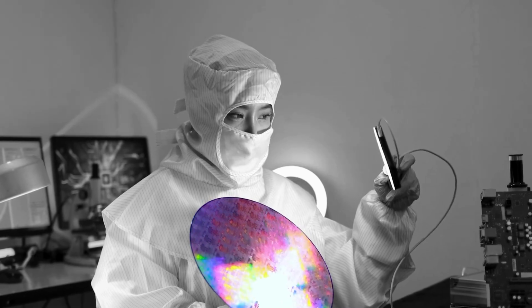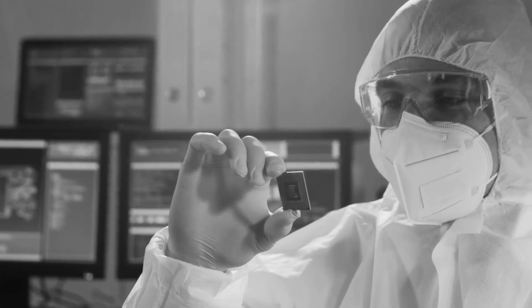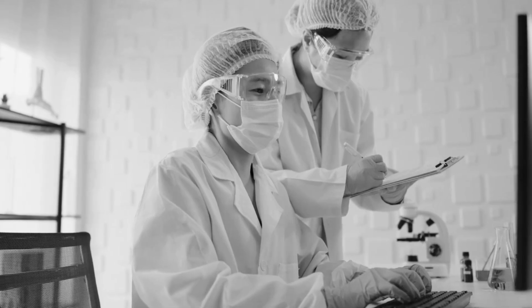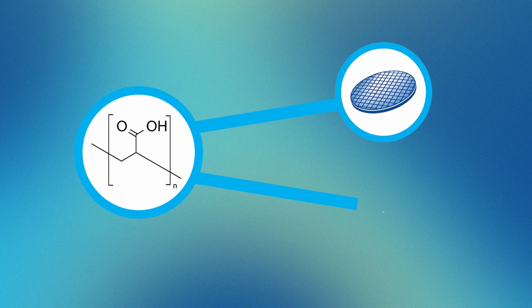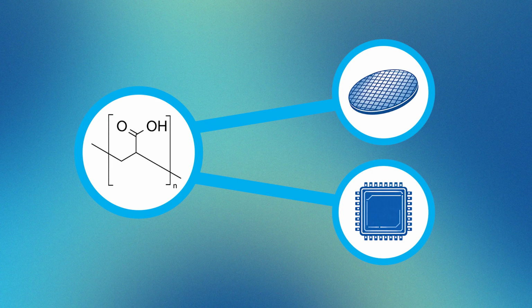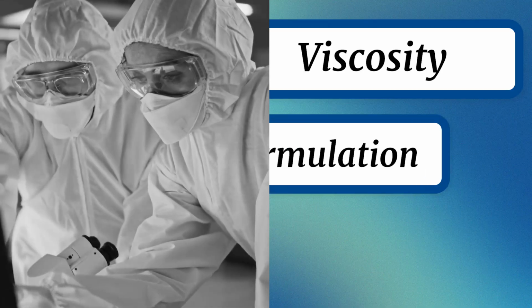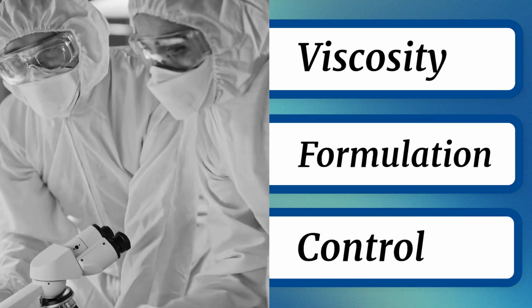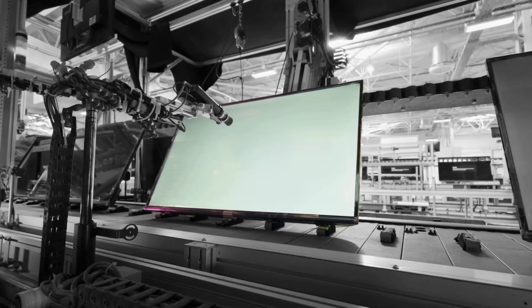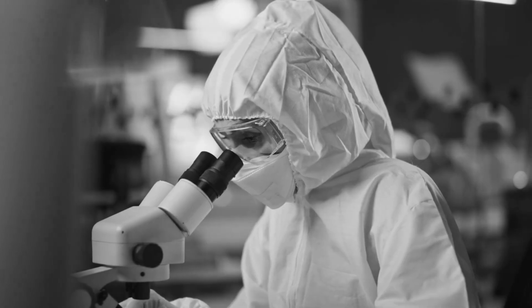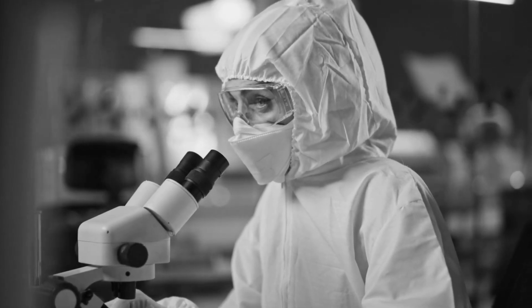If you're working in microelectronics or semiconductor manufacturing, you already know a datasheet is only the starting point. What matters is how polyacrylic acid behaves inside your process. Molecular weight and distribution influence viscosity, formulation stability, and overall process control. In tight manufacturing windows, even small variations between batches can become visible.